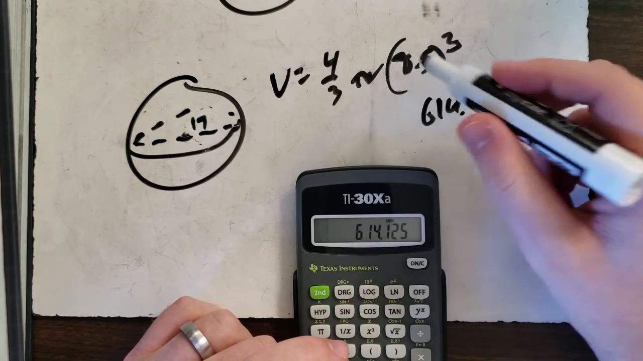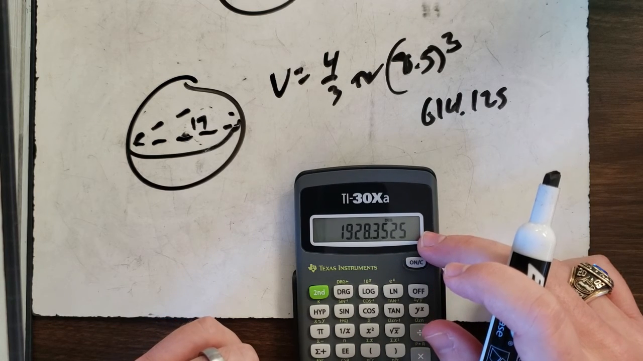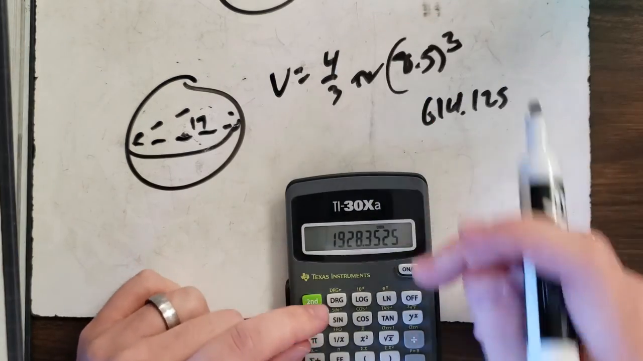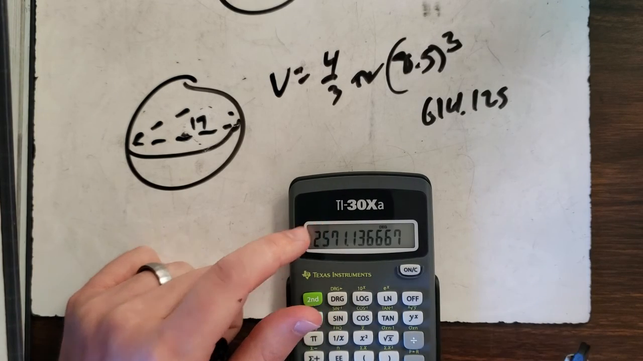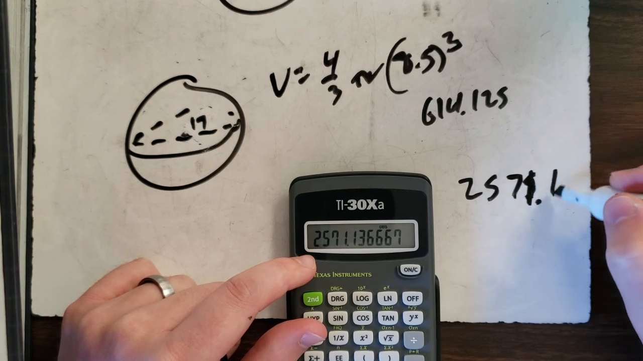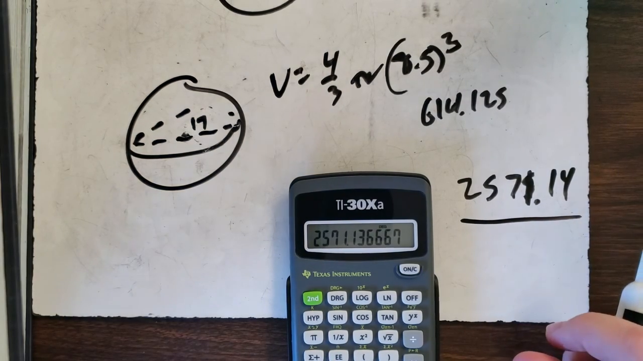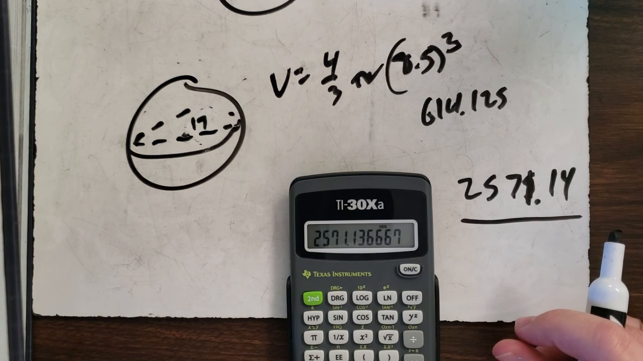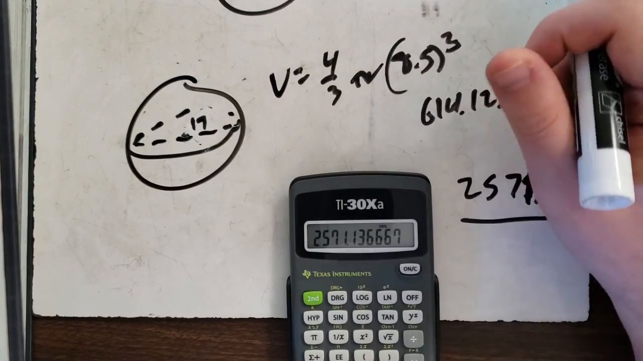We're going to times that by pi, so times 3.14 gets us this number. Then we're going to times this by 4, divide by 3, and we get 2571.14. So it really is just plugging the numbers in the formula and solving. It's really all there is to it. Plug the radius in here, cube it, times pi times 4 divided by 3. That's all there is to it.